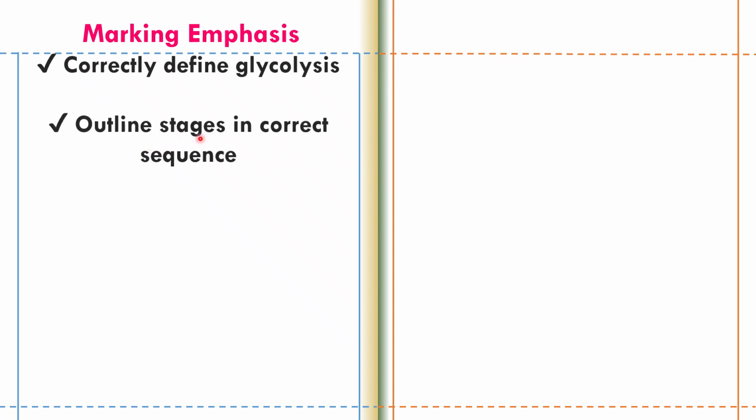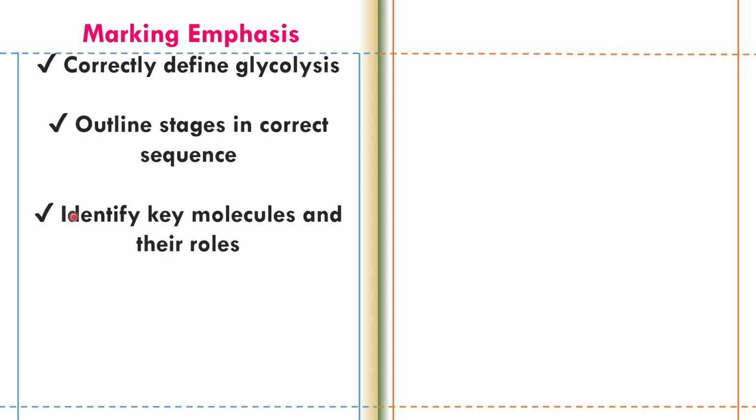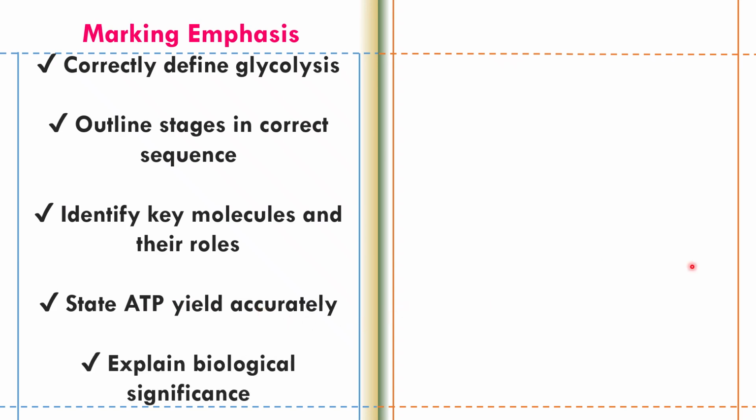Marking emphasis. Correctly define glycolysis. Outline stages in correct sequence. Identify key molecules and their roles. State ATP yield accurately. Explain biological significance.